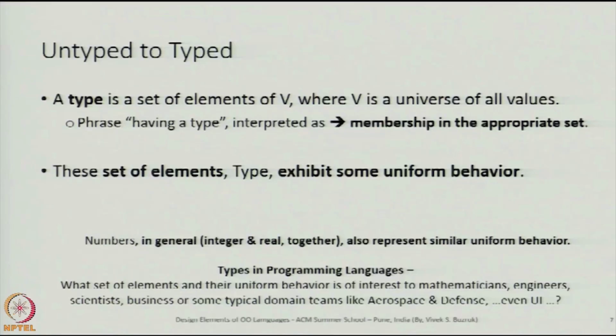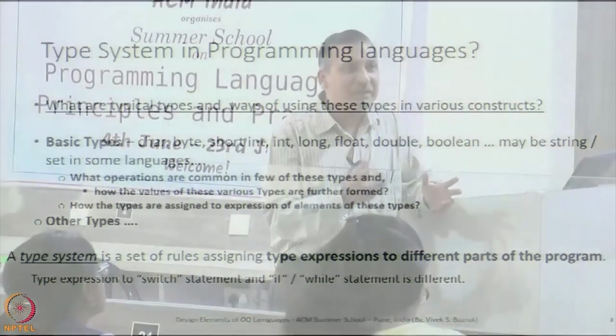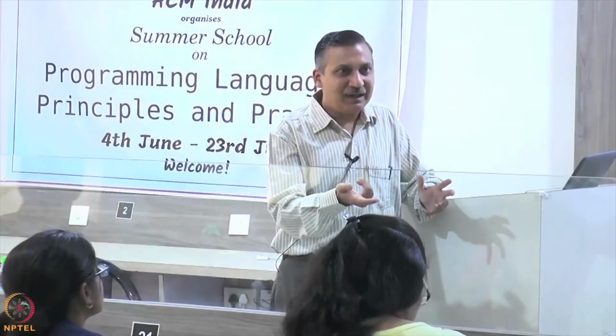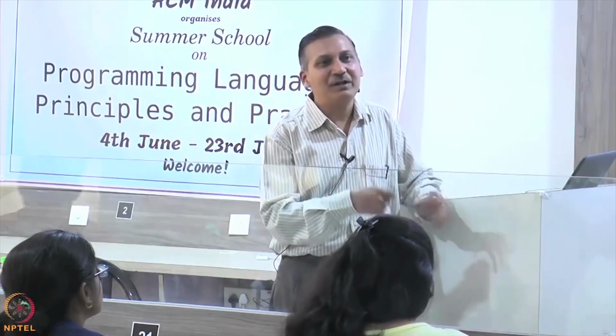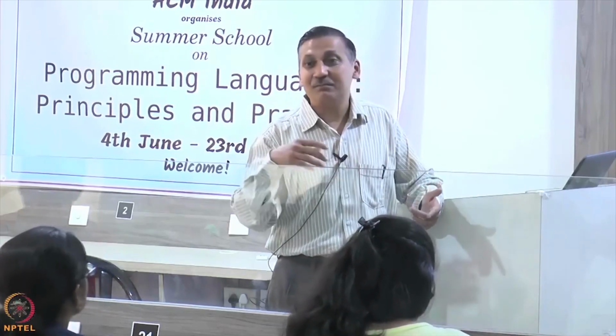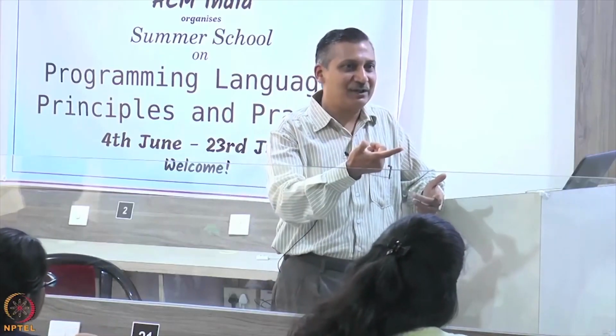Now, most important, they should exhibit uniform behavior, and that is what a type actually is. Whenever we say it is a strongly typed language, or it is not a strongly typed language, that is differentiated according to what that uniform behavior means in that language. It need not be the same in all languages. Some languages may allow integer and float to be mixed, some may not. That uniformity has to be there according to the language.